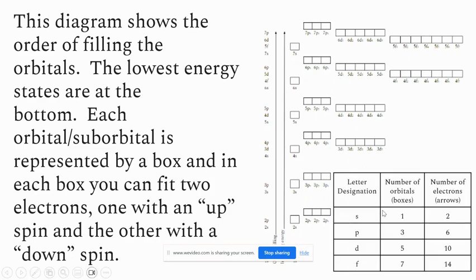And the orbitals, if we have an s orbital, it's going to get one box and it has 2 arrows. P orbital number of boxes would be 3 and it has 6 arrows possible. D is 5 and it has 10 arrows possible, and F is 7 and it has 14 arrows possible.